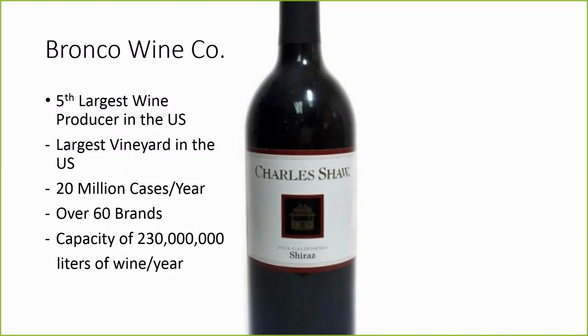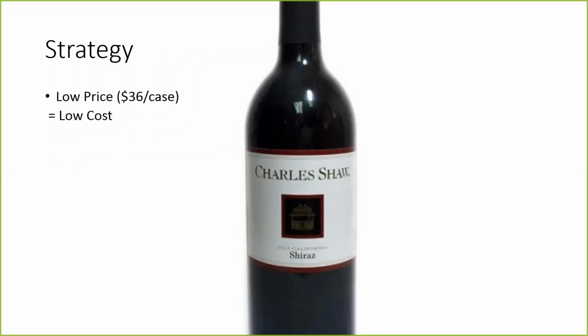Now, Charles Shaw, you might have heard of. You might have heard of 2 Buck Chuck. That's this particular product that's here, sold through Trader Joe's, and they sell literally for $3. It used to be 2 Buck Chuck because it was $1.99. Prices have gone up. But think about it. If we've got a low price product like this that sells for $36 US a case, you have to have low cost. Your chain has to find ways to lower costs.